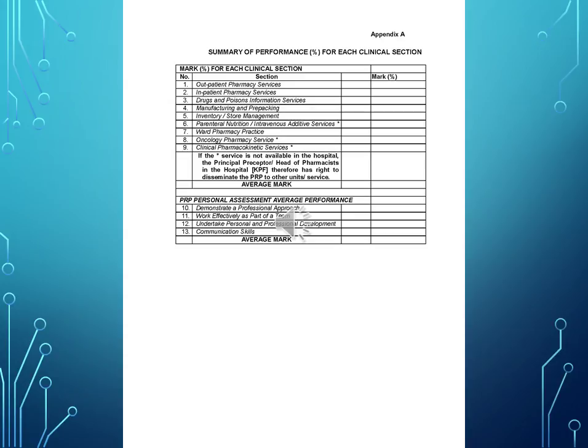Section mark: 1. Outpatient pharmacy services. 2. Inpatient pharmacy services. 3. Drugs and poisons information services. 4. Manufacturing and pre-packing. 5. Inventory/store management. 6. Parenteral nutrition/intravenous additive services*. 7. Ward pharmacy practice. 8. Oncology pharmacy service*. 9. Clinical pharmacokinetic services*. If the * service is not available in the hospital, the principal preceptor/head of pharmacists in the hospital therefore has the right to disseminate the PRP to other units/services.